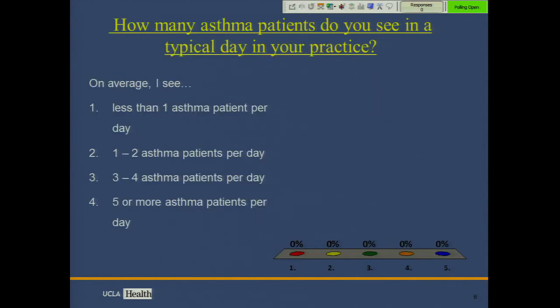How many asthma patients do you see in a typical day in your practice? Less than one per day, 1 to 2 per day, 3 to 4 per day, 5 or more per day? Okay, great. I think this is helpful to understand. I think the strategies we'll review today are relevant regardless of the volume. Admittedly, higher volume may make incorporating some of these strategies easier, but I would also argue that with a lower volume, these strategies may be even more critical because you're not getting a lot of exposure.